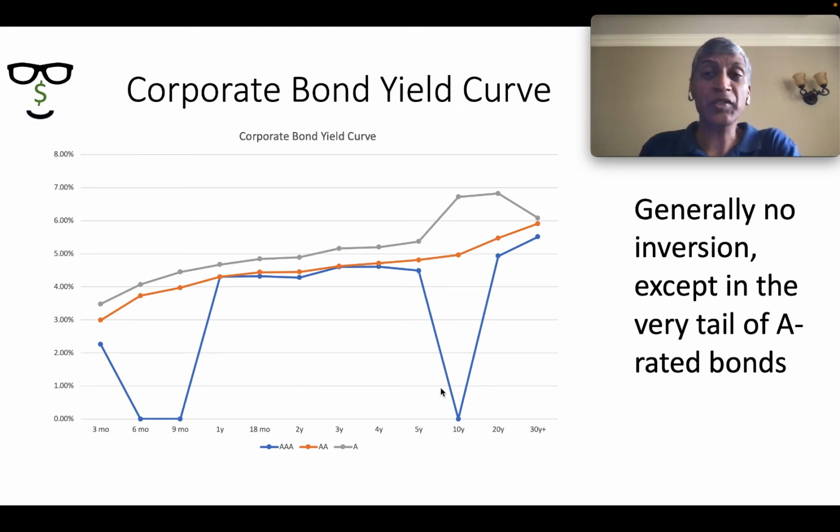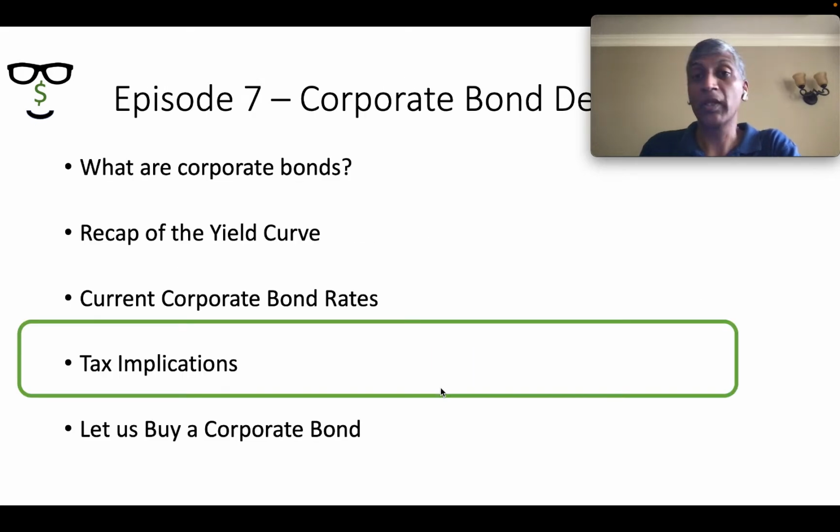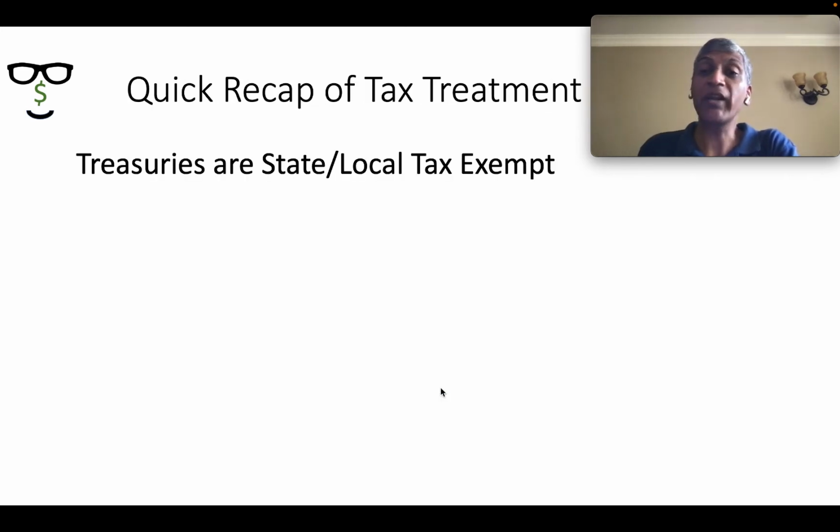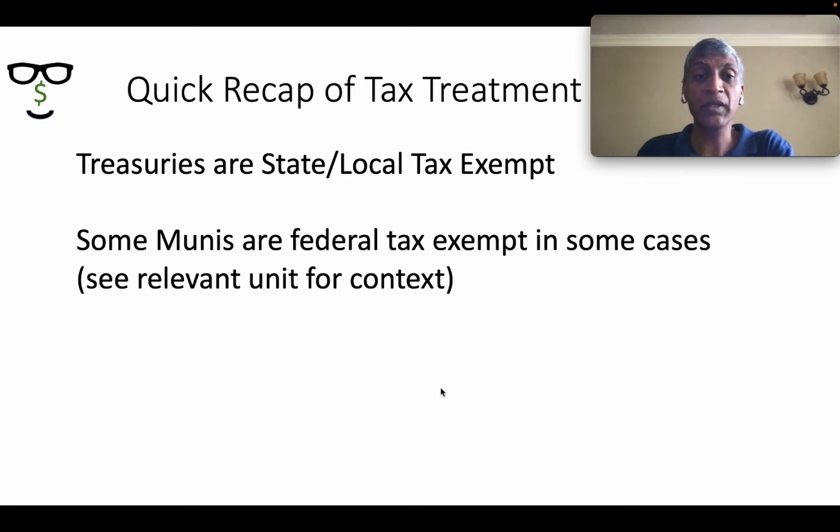So in isolation, corporate bonds look kind of sort of like munis in that as duration increases, you get a greater yield to maturity. Now we need to introduce the concept of taxes and see what happens. So let's do that. A quick recap of tax treatments of each of the income producing assets. You may remember that treasuries are state and local tax exempt.